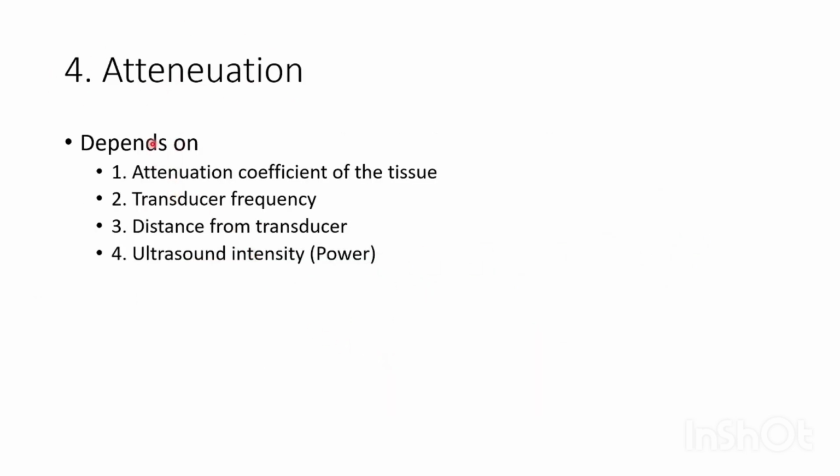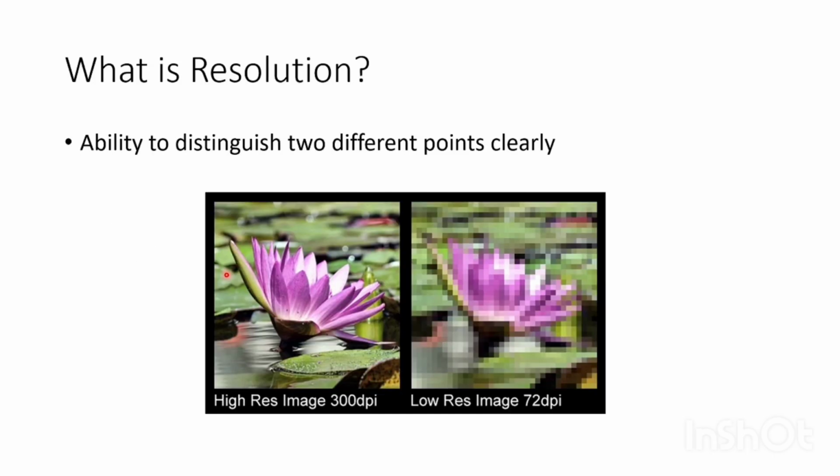Attenuation is where the ultrasound signal ultimately decreases in its intensity and ultimately dies off. So it depends on the attenuation coefficient of the tissue, the transducer frequency, distance from transducer, and ultrasound power. Coming to resolution. Resolution is the ability to distinguish two different points clearly. I'll explain resolution by these two pictures. This is an image with a good resolution. Here the resolution is low, so you're not able to distinguish two different points clearly. So that's a simple image.